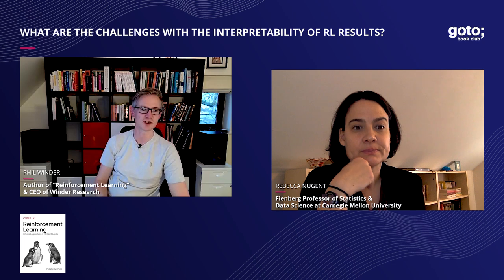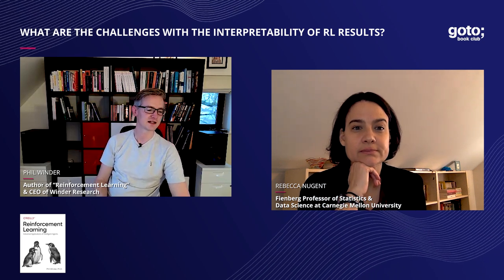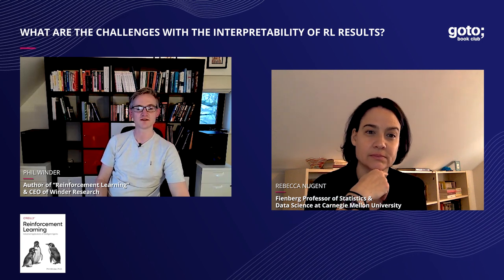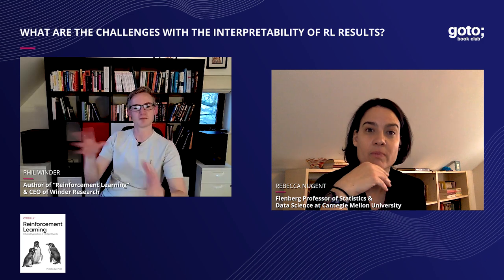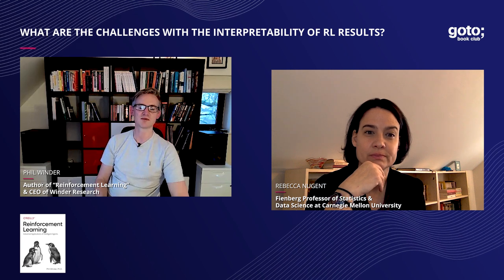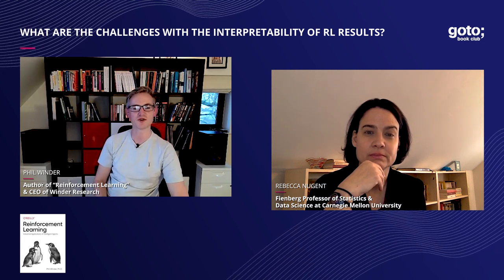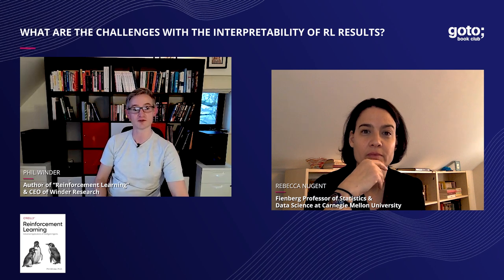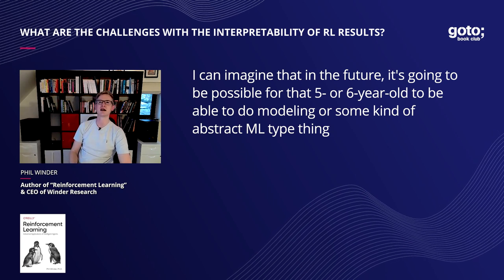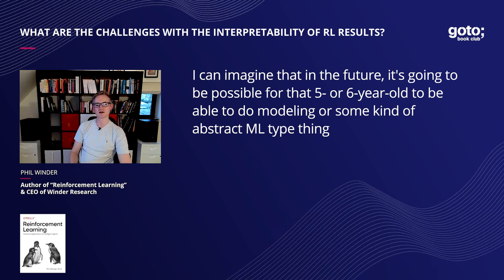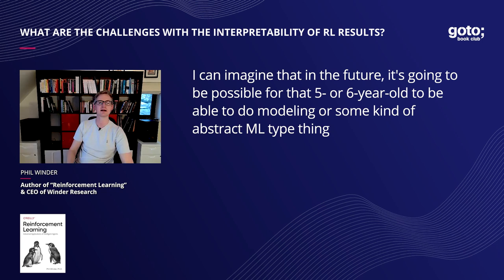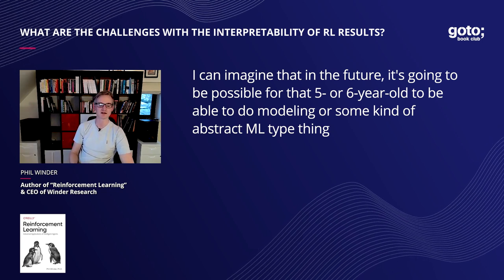I've got two young kids as well, and my eldest is six, and she's able to do stuff on Scratch and interactive programming environments like that now. Only a few years ago, it would have been pretty impossible to ask a 5-year-old or a 6-year-old to do programming. So I can imagine that in the future it's going to be possible for that 5 or 6-year-old to do modeling or some kind of abstract ML thing. And maybe that'll go to RL as well.